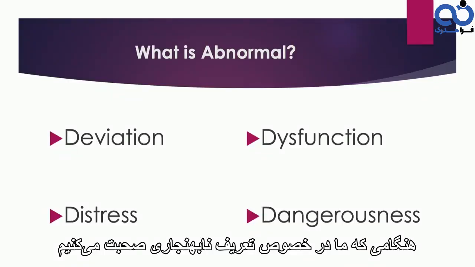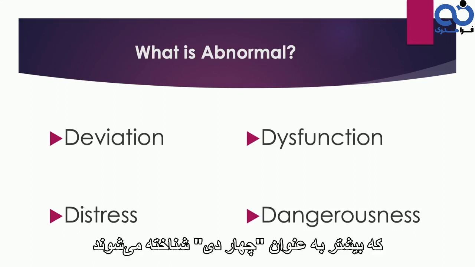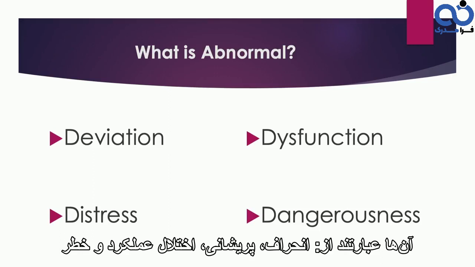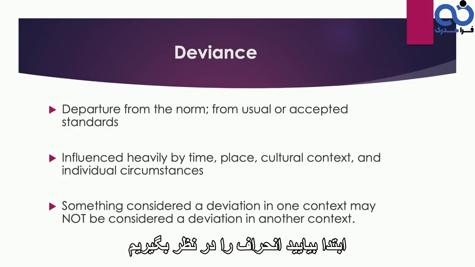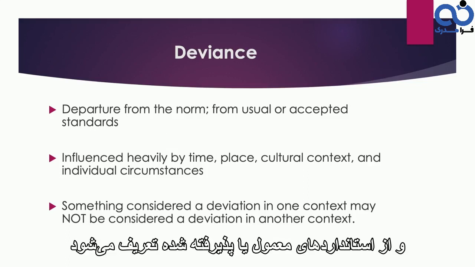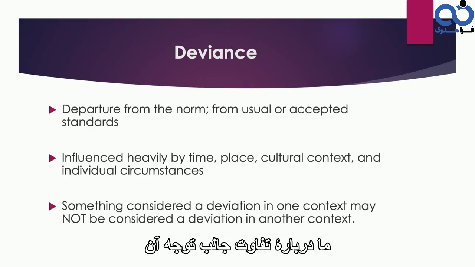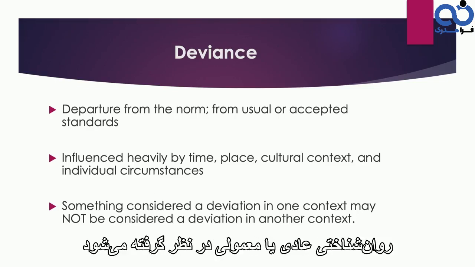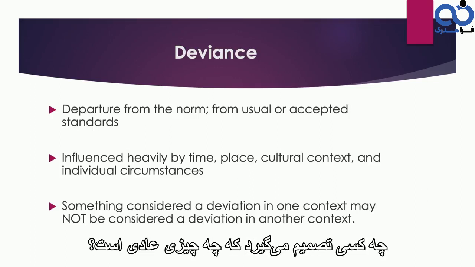When we talk about defining abnormality, we consider 4 components that are often referred to as the 4 Ds. They are deviance, distress, dysfunction, and danger. Let's take a few minutes to consider each one in turn. First, let's consider deviance. Deviance is defined as a departure from the norm, from usual or accepted standards. When considering psychological abnormality, we're talking about a significant difference from what is generally considered to be normal or typical psychological functioning. Who decides what's considered normal?